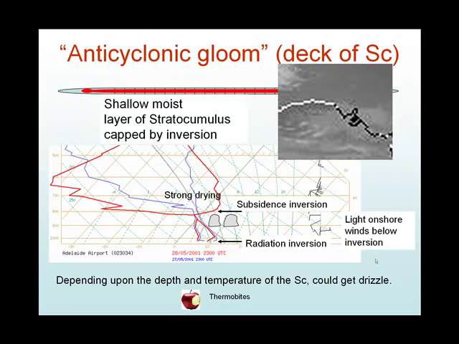There's light onshore winds below the inversion as well, advecting the stratocumulus onto the coast. And again, depending upon the depth and the temperature of the SC, we could also get drizzle, but in this case it doesn't look particularly likely. So that's the study of subsidence inversions and their impact upon the weather.